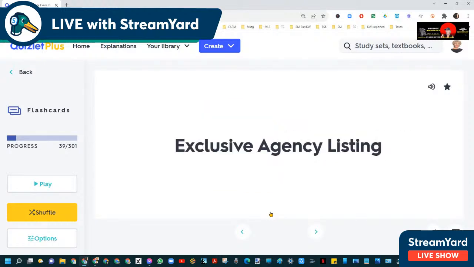Exclusive agency. Very good, Rosaura. Jen said exclusive right to sell. Exclusive right to sell is whether the seller or the realtor procures the buyer and brings an offer, the brokerage gets paid. However, when the seller brings the buyer and they don't have to pay a commission, then it's an exclusive agency listing. So what's missing from this?